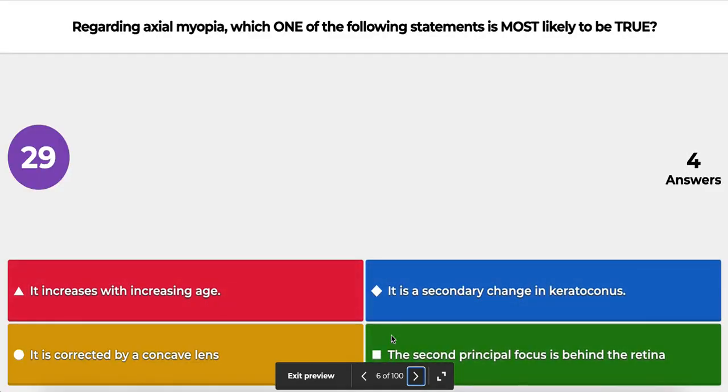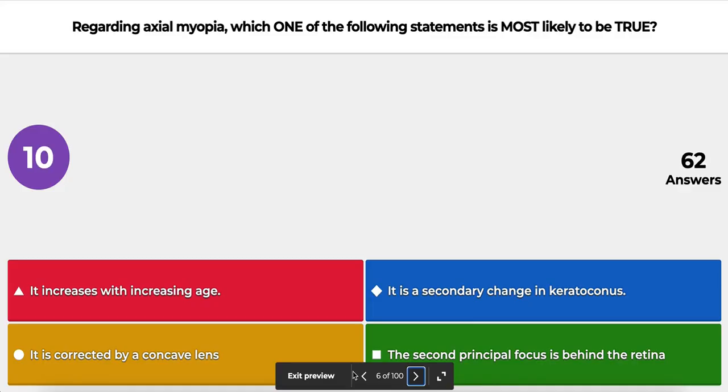Okay, let's move to the next question regarding axial myopia. Which one of the following statements is most likely to be true? It increases with age, or it is a secondary change in keratoconus, or it's corrected by concave lens, or the second principal focus is behind the retina.